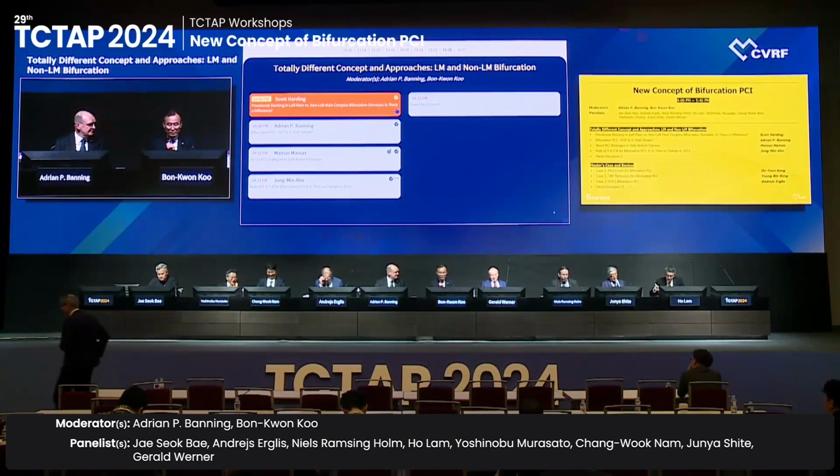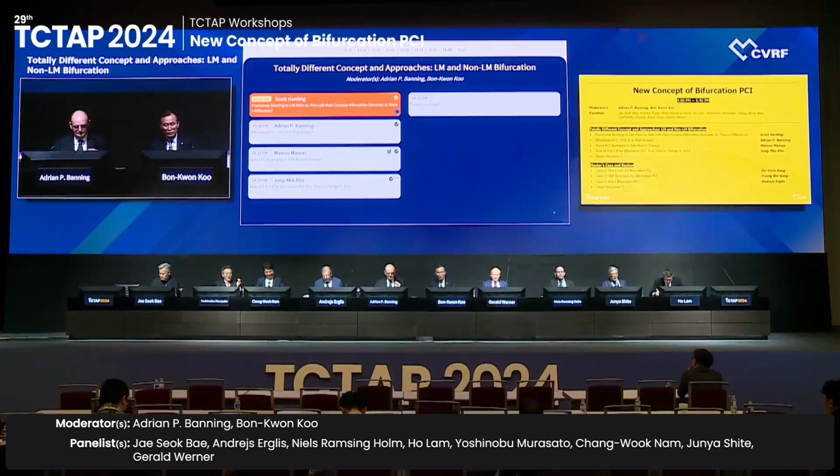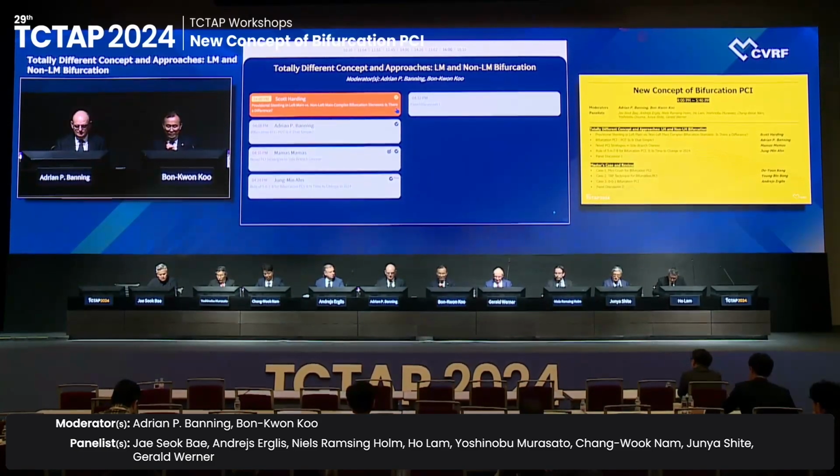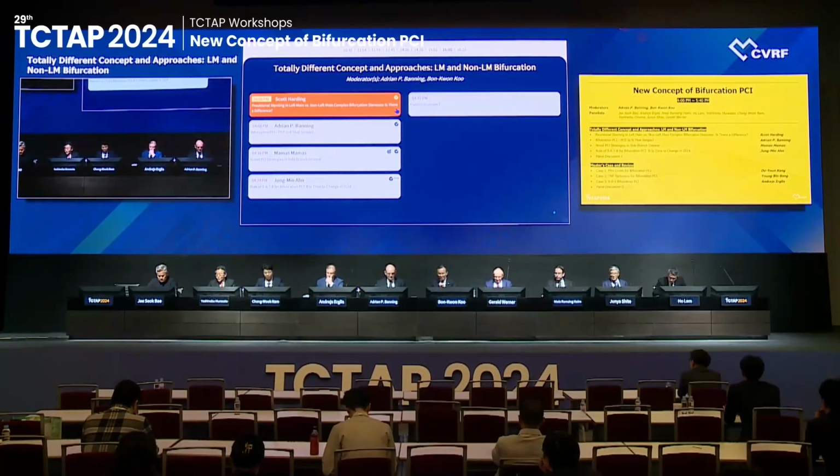2024 bifurcation session. In this session, we're going to talk about the new concept of bifurcation PCI. I am BK Gu from Seoul National University Hospital, and it's my pleasure to co-moderate this session with Professor Adrian Banning from Oxford. And we have invited experts as panelists: Dr. Jae-suk Bae, Dr. Andrea Erglis, Dr. Niels Ramsing Holm, Dr. Yoshinobu Murasato, Dr. Chang-Wook, Dr. Junya Shite, and Dr. Gerald Werner. So without further ado, I'd like to start the first session.